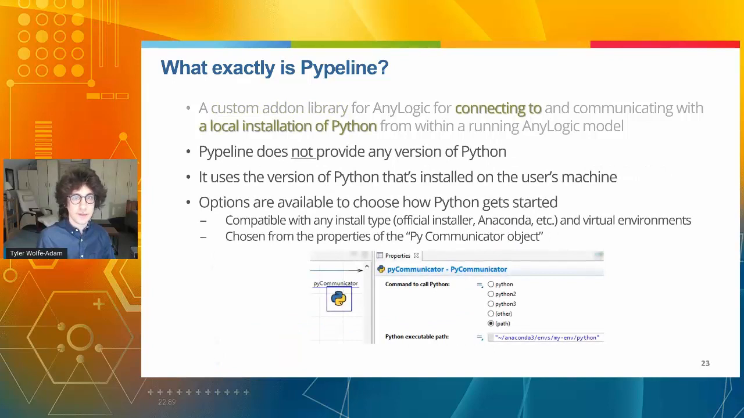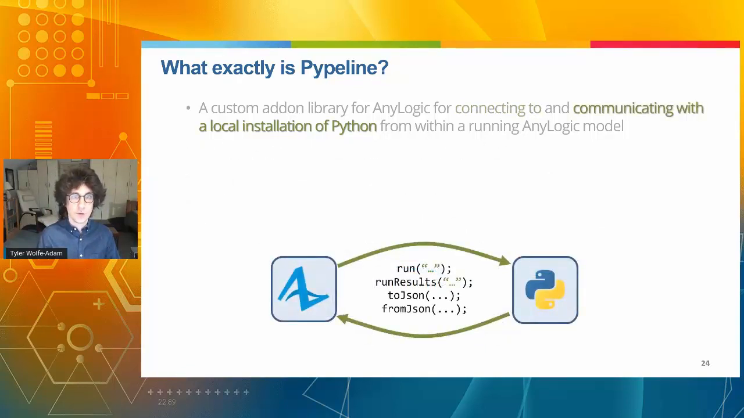So when I say connecting to a local installation of Python, what I mean is that Pypeline does not ship with any specific version of Python. This was very much intentional so that regardless of what version of Python you use, or if you have a specific virtual environment that you want to make use of, you can specify that from within the properties of this PyCommunicator object.